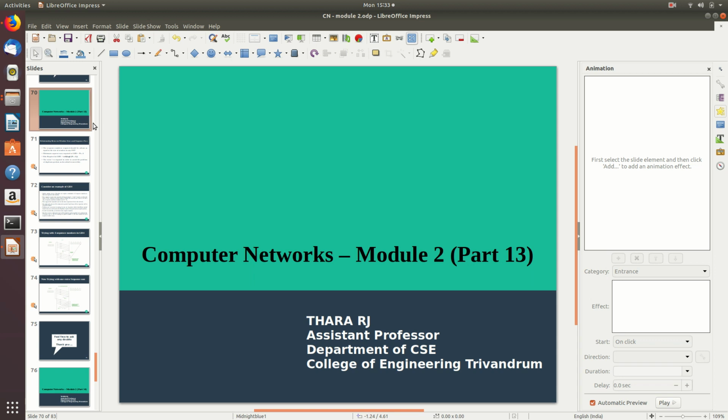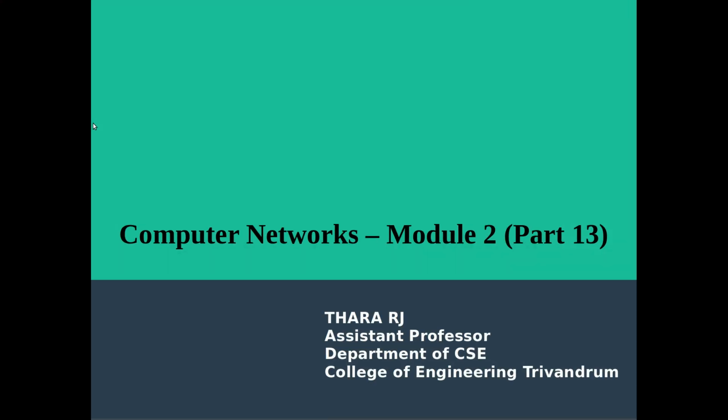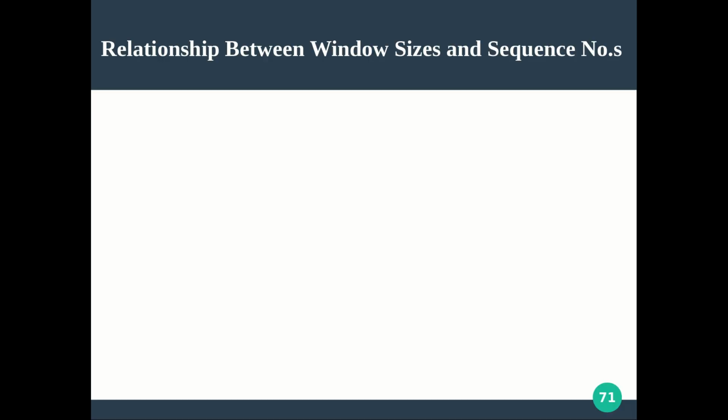Hi all, welcome to part 13 module 2 computer networks. So we were discussing the go back n protocol in the last lecture. Now before moving on to selective repeat, I think we have to be clarified about the sequence number concept. That's something which I kept without much discussion, but in the sliding window protocol I gave you a hint about the sequence number.